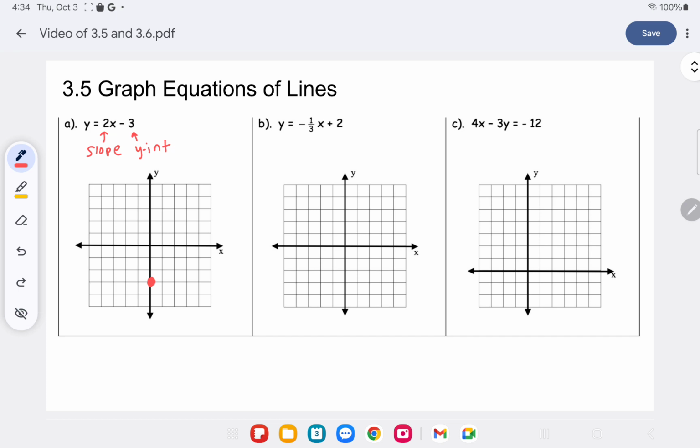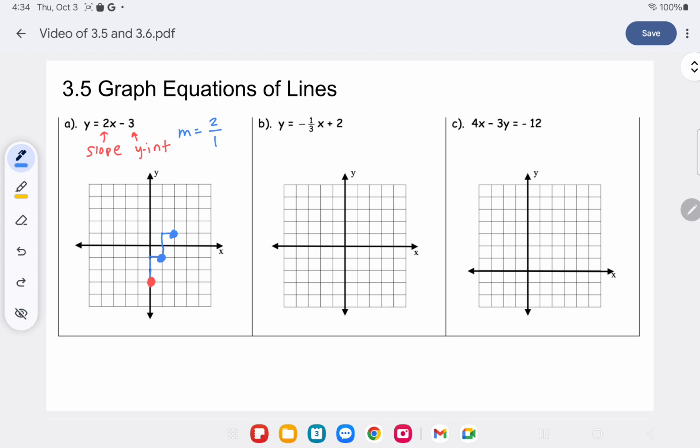Since our y-intercept is -3, I go down 3 and put my first point. Because my slope is 2, I'm going to use that slope to get future points. Slope is a rate, in this case 2/1, 2 per 1. So we're rising 2 and running 1. From our y-intercept, we're going to rise 2, run 1, and then we have another point. Rise 2, run 1, and then we have another point.